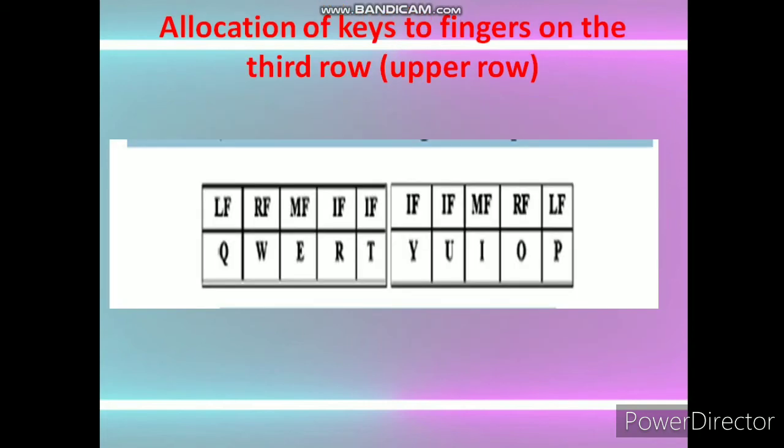Allocation of keys to fingers on the third row, meaning the upper row. The next step is learning the key reaches from the home row to the row above it. The learning begins with the reaches from A to Q by the left hand little finger and from semicolon to P by the right hand little finger.